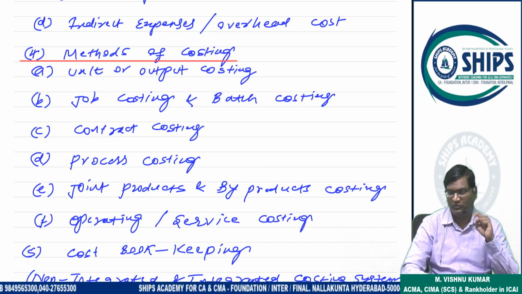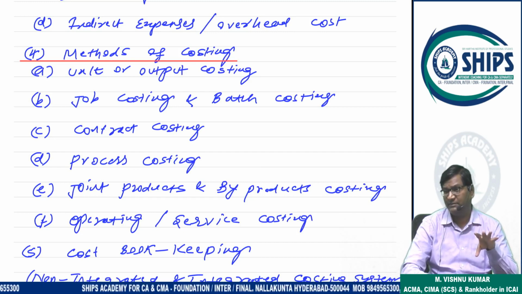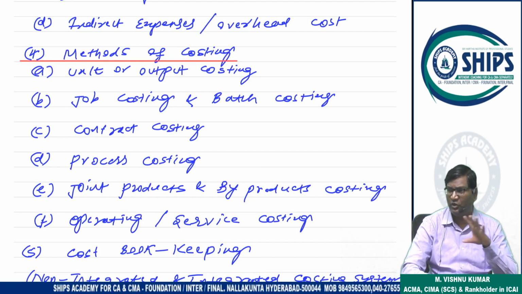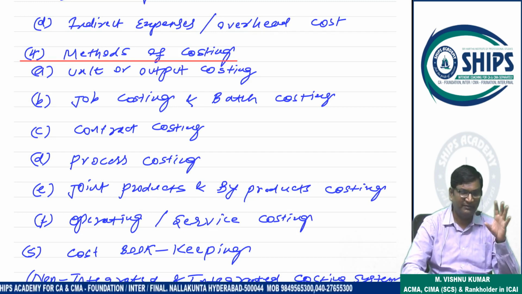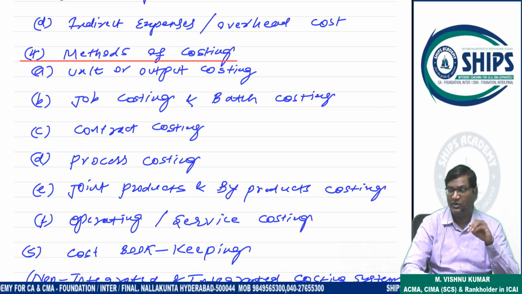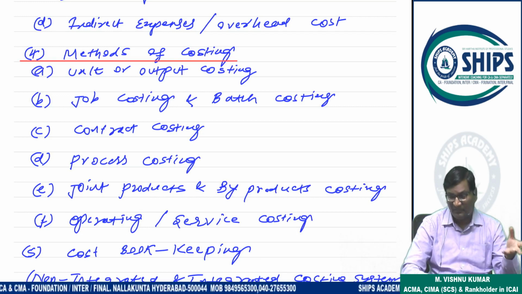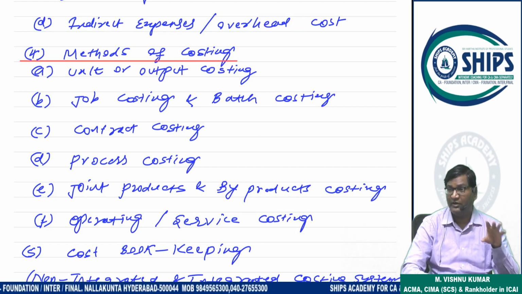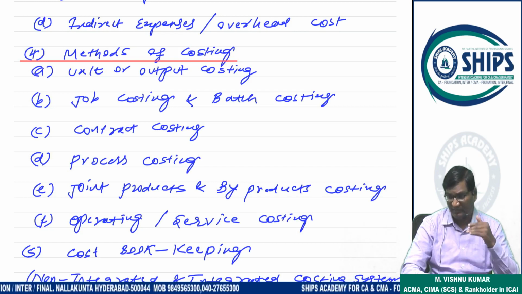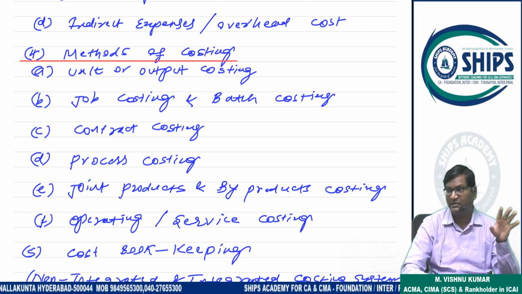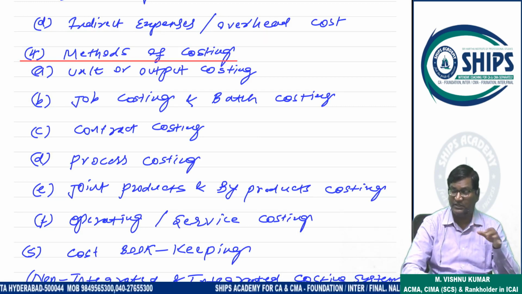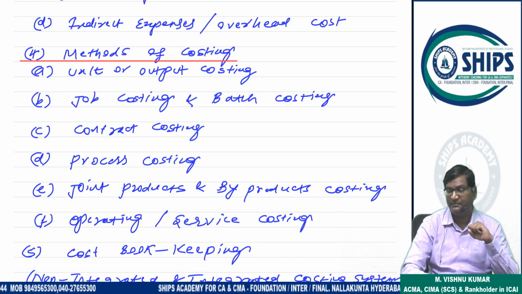Next topic is methods of costing. Now, methods of costing means every organization will not be in the same line of industry. Some organizations will be in construction, some organizations will be on the service side, some organizations will be producing goods and maintaining the cost records unit-wise. Some of the organizations will produce the goods in batches and maintain the records also in batch form.